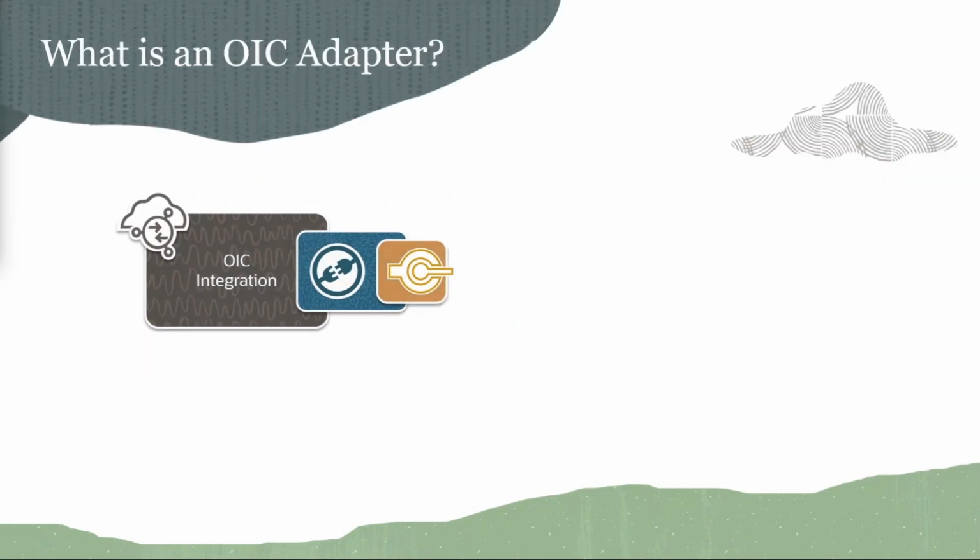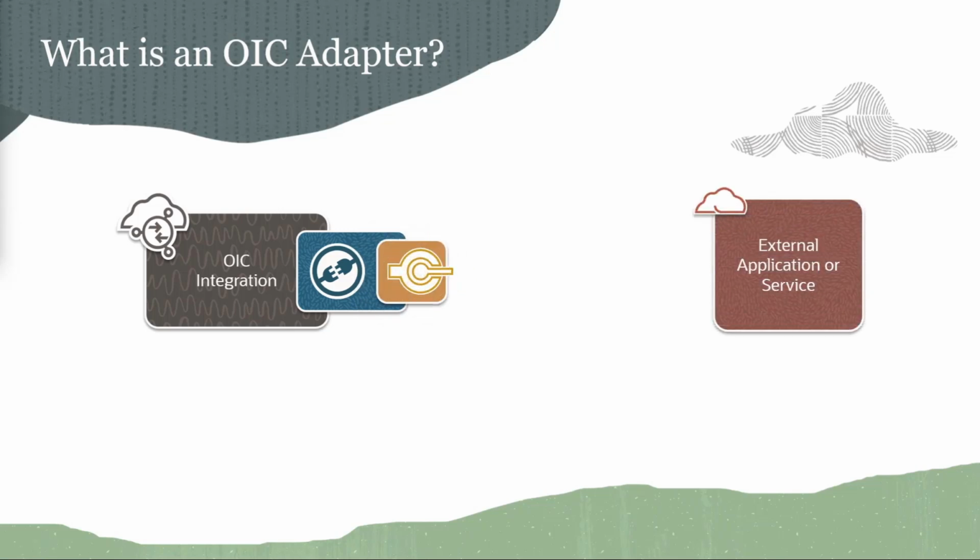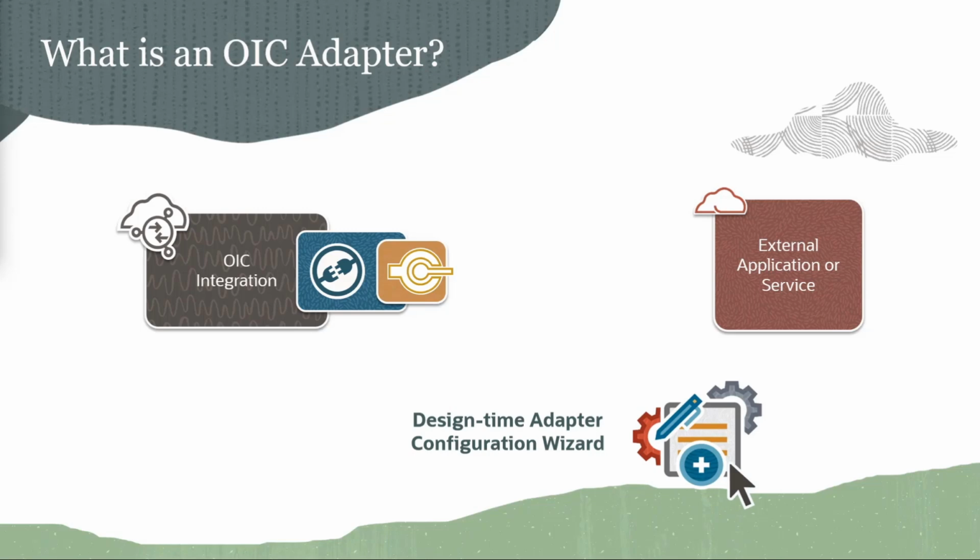Well, at the heart of every connection resource that you define is the underlying OIC adapter. Adapters simplify and accelerate integration with SaaS and on-premise applications, as well as a variety of other external systems and services. So then, what does the adapter provide? Well, at design time, each adapter has its own configuration wizard that displays in the integration design canvas when you are configuring the connection, either as a trigger or an invoke.